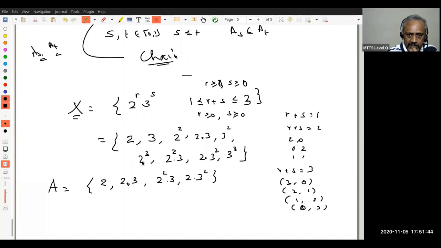Yeah, partially ordered for the obvious reason. 2 does not divide 3, 3 does not divide 2. Therefore, 2 is not less than or equal to 3, and 3 is not less than or equal to 2. Not related to, right? Is this partially ordered?